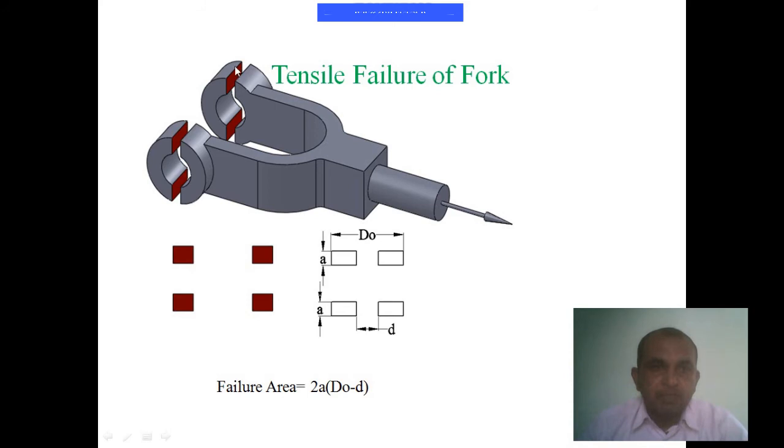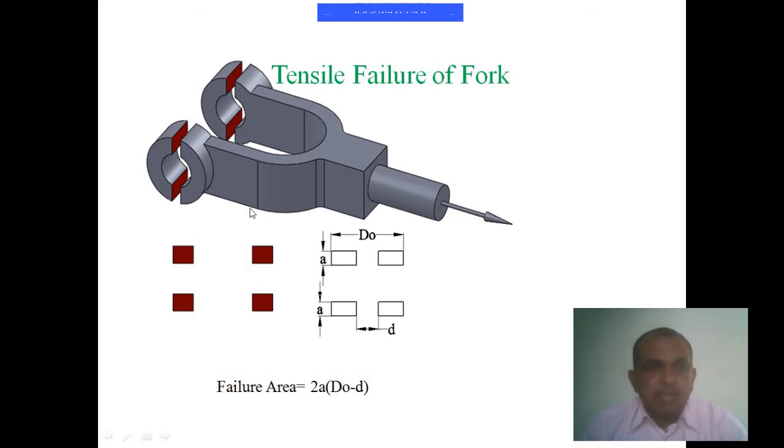There is a double fork, because one fork is present on this side and another on the other side. The two forks are there so that you can insert the eye and the pin between them. This red color indicates the cross-sectional area that fails against tensile failure. So you can find the cross-sectional area: two from this side and two from the other side.